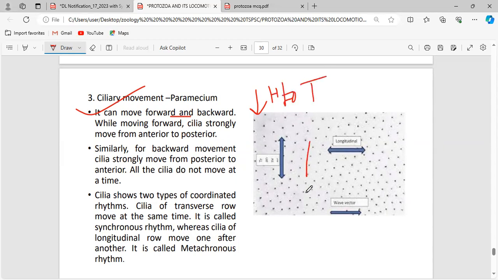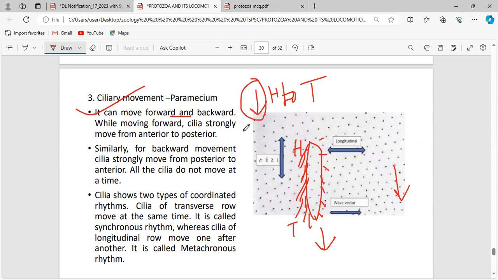See, this is the Paramecium. The entire body is covered by the cilia. Consider this as the head region and this as the tail region. If the animal moves forward, the cilia will move from the head to the tail region. Then the animal will move forward.